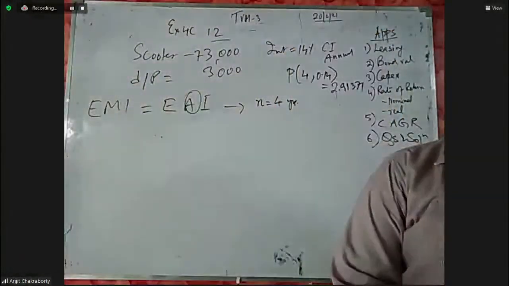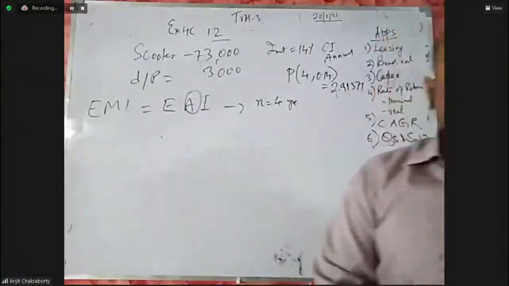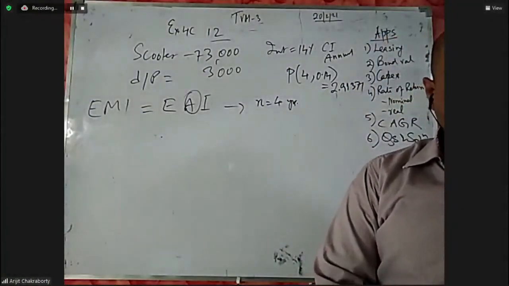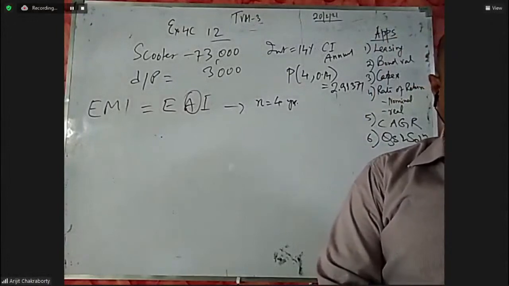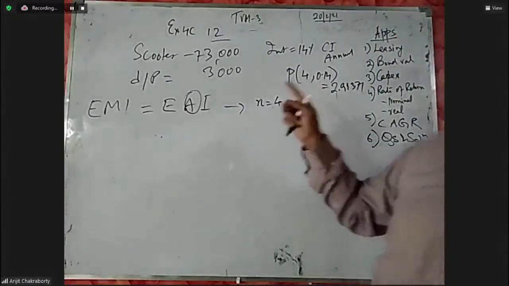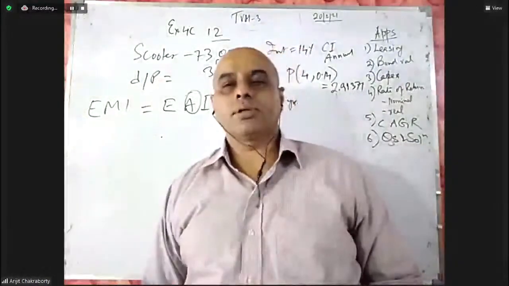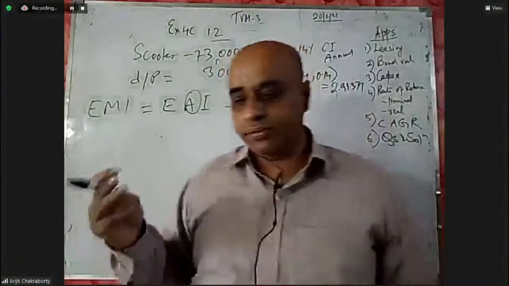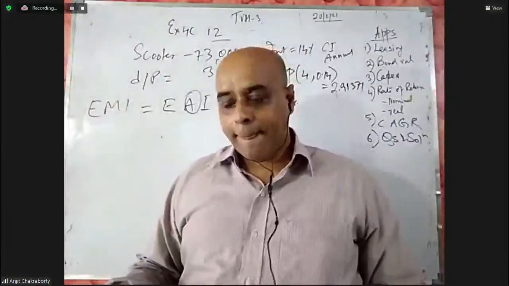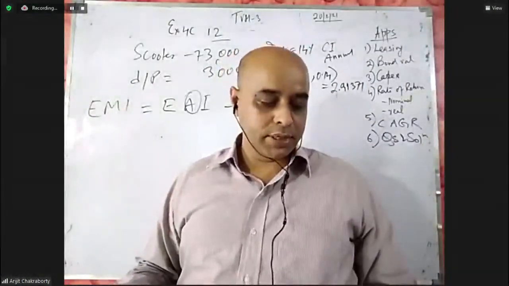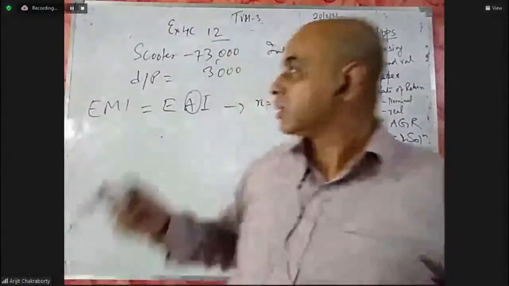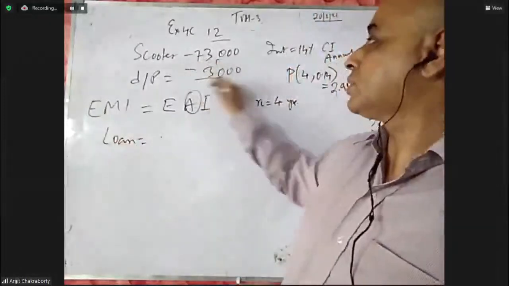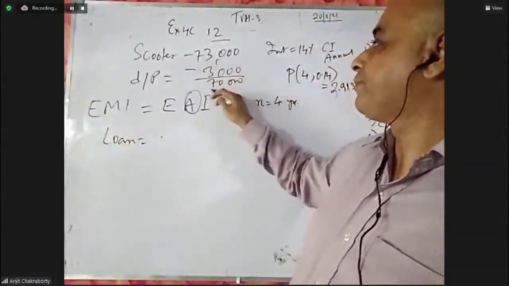So Ram is buying a scooter, okay? The total cost of the scooter is 73,000. He makes a down payment of 3,000, right? That means, what is the loan amount? He is making a payment of 3,000, so the loan amount is 73 minus 3, that is 70,000.